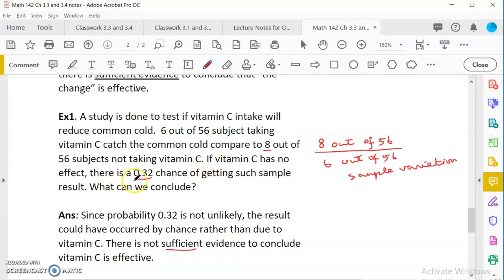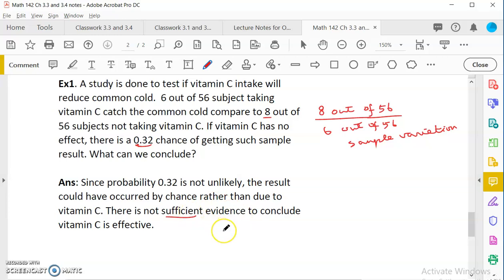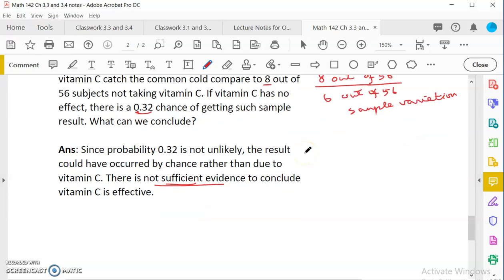And later on, we will actually calculate how to do this chance. The chance of 0.32 is likely to happen because it's greater than 0.05. So we would say this lower number is not caused by vitamin C, but it's caused by just chance variation. It could just have happened by chance. So the conclusion is not sufficient evidence. Not sufficient evidence to conclude that it is effective. So this is called the rare event rule.